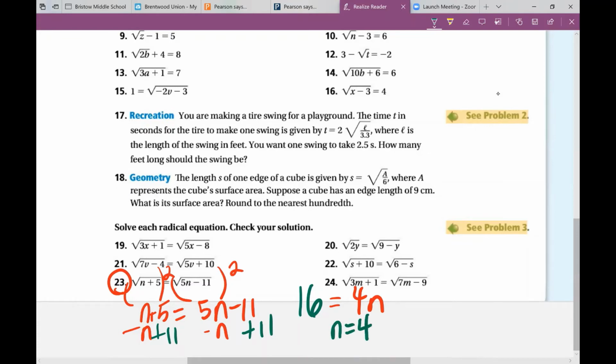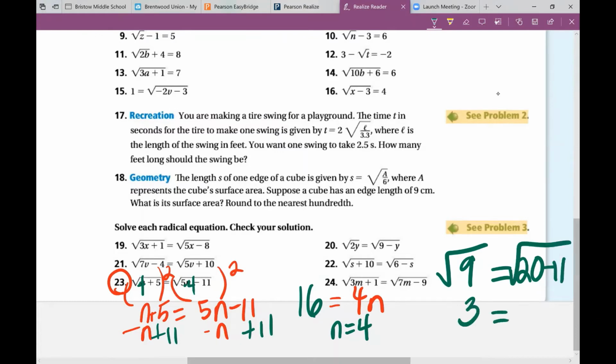But I have to double check my answer because sometimes when you plug these in, they do not work. So for 23, again, plugging it in, I would get 4 plus 5 is 9. And on the other side, I would get 5 times 4 is 20, and then a minus 11. So the square root of 9 is 3. 20 minus 11 is also 9, and the square root of 9 is 3. So my solution of 4 works.